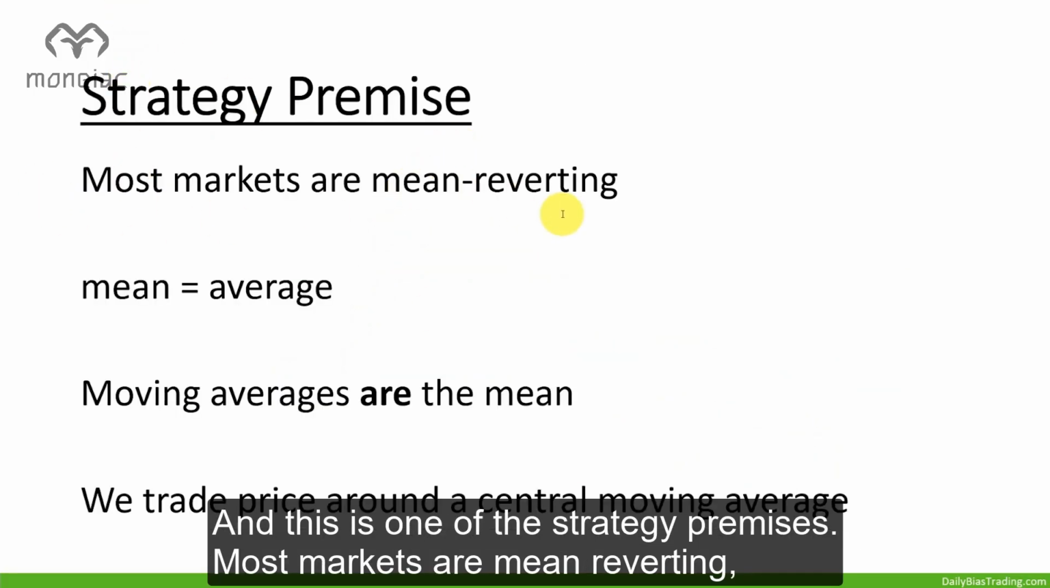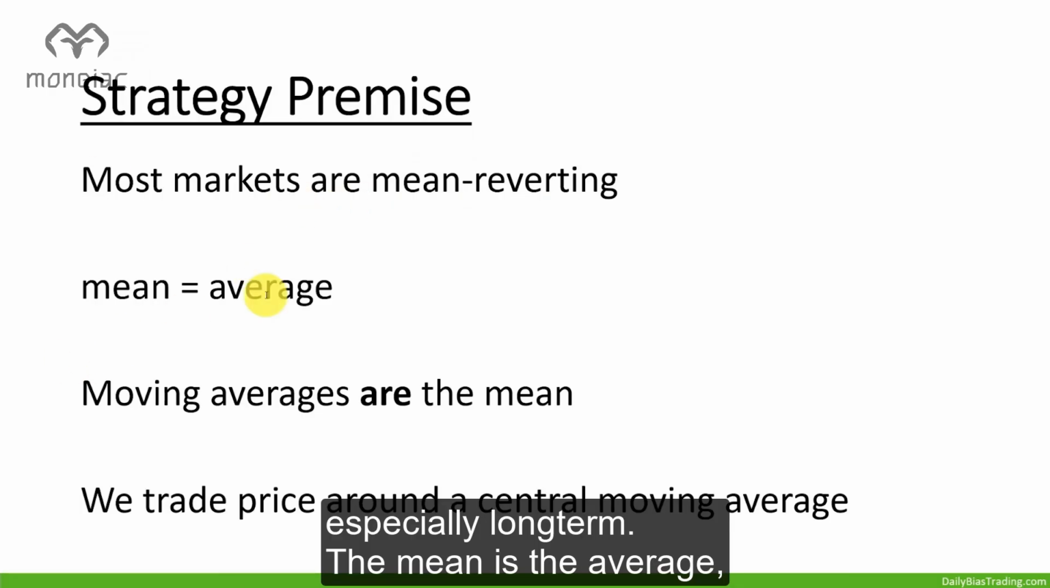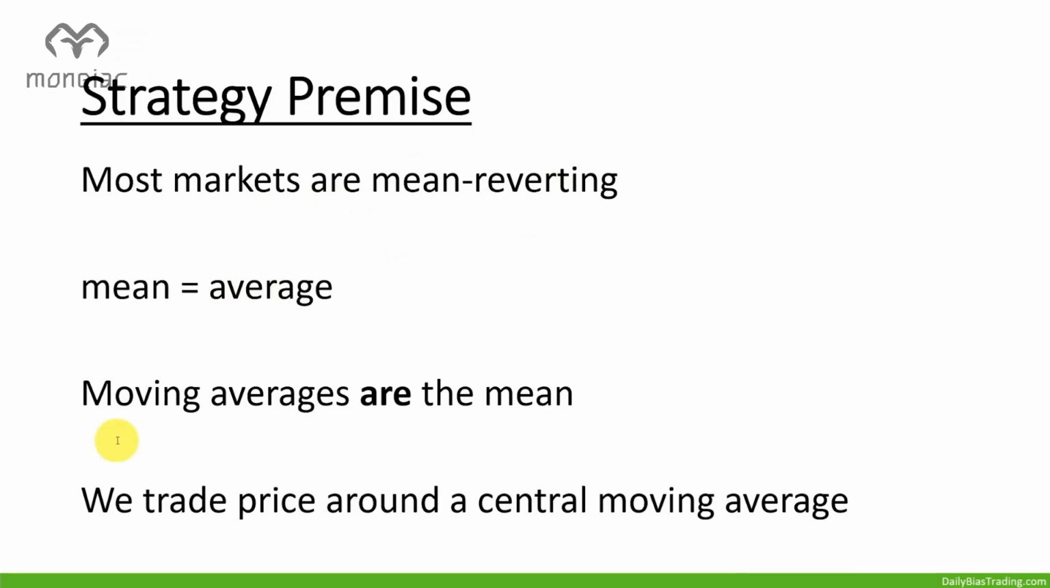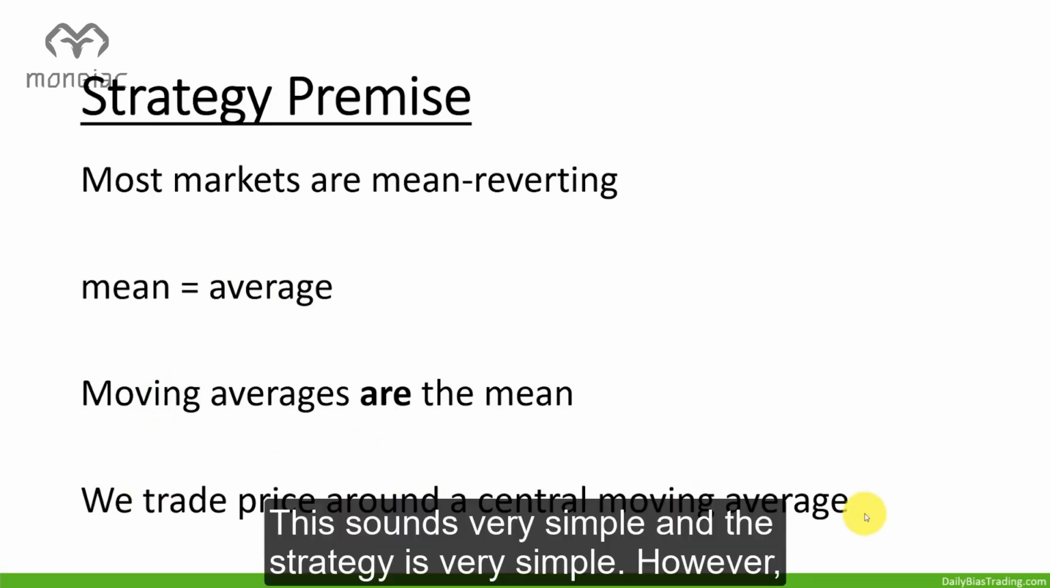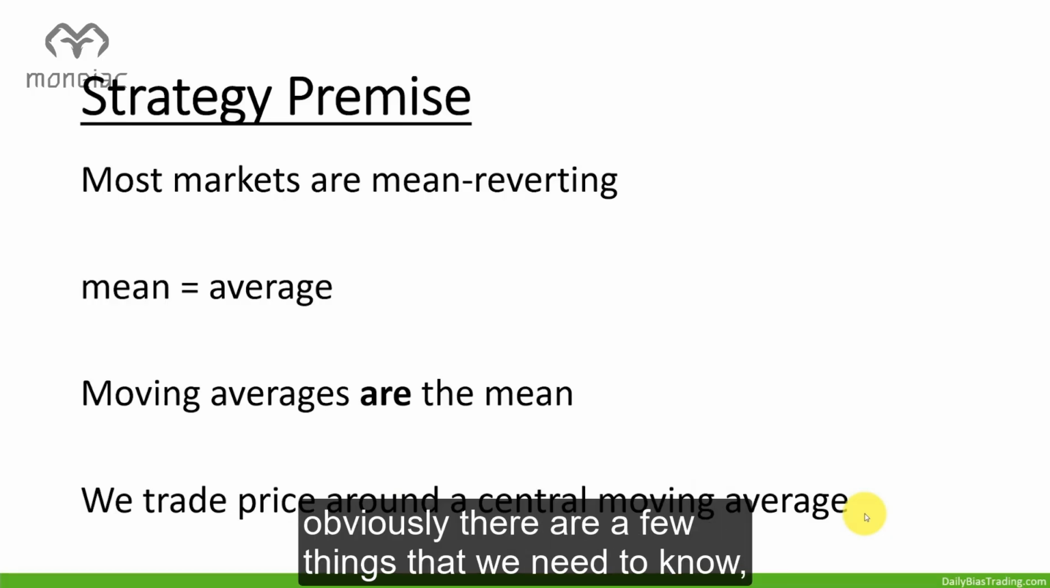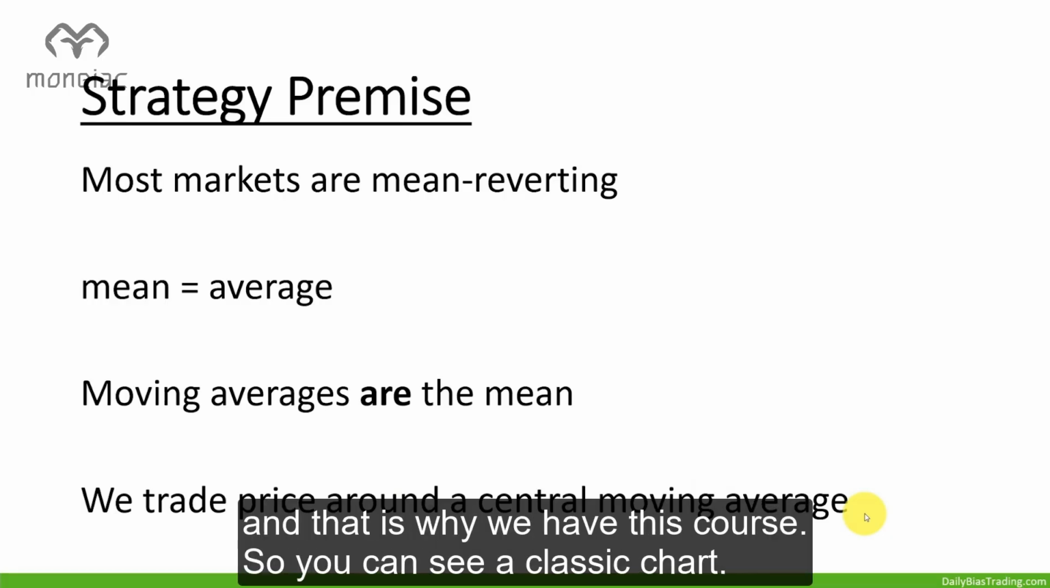Most markets are mean reverting, especially long term. The mean is the average. Moving averages are the mean, which means that we trade price around a central moving average. This sounds very simple and the strategy is very simple. However, obviously there are a few things that we need to know, and that is why we have this course.